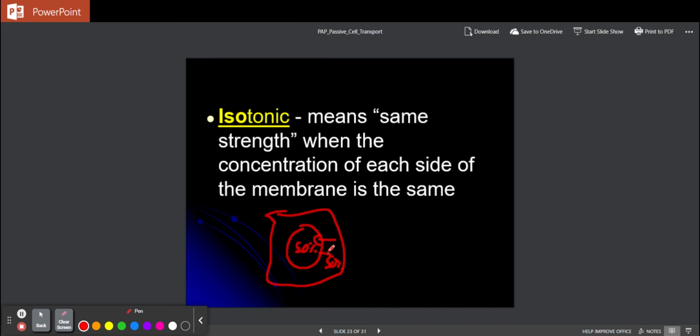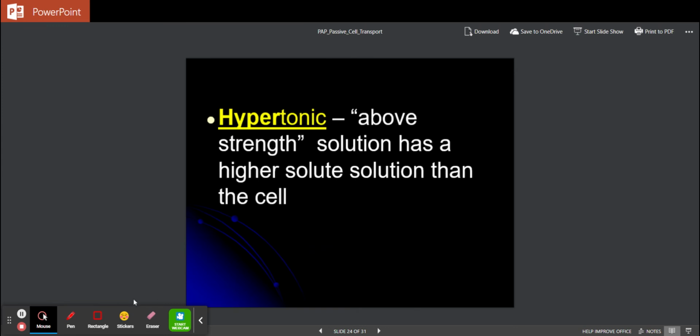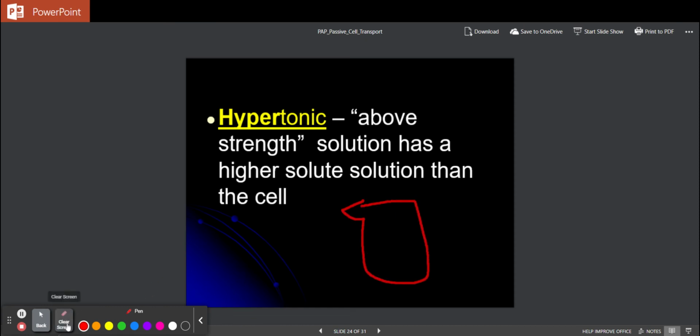Like I mentioned earlier, stuff would be moving in, stuff would be moving out. It would just be in equilibrium. Hypertonic, above strain. The solution has a higher solute concentration than the cell. So in this case, I'll actually need a bigger thing here. I'll just draw it over here.